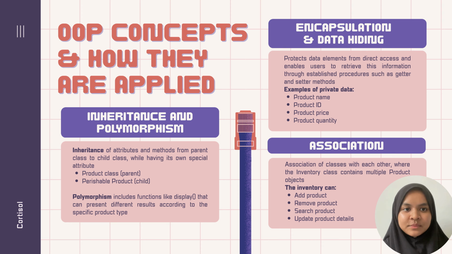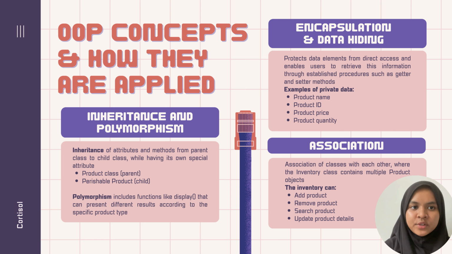Some examples of data that will be private are the product name, product ID, product price, and also the product quantity. We also integrated the concept of association, where our inventory class contains multiple product objects. So the inventory class can add product, search product, remove product, and also update product details.